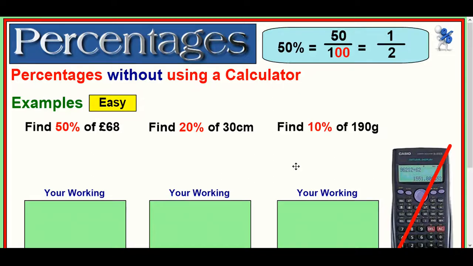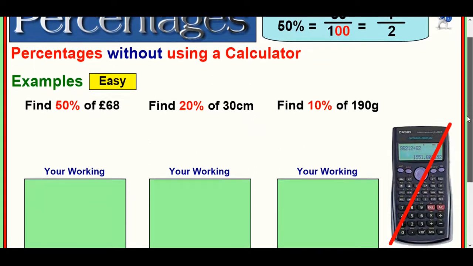Hi there. In this lesson, we're going to look at how to calculate percentages without using a calculator. In the lesson before, we did a wee introduction, but let's do some calculations and work out some answers. So I'm going to break this section into easy, medium, and hard. I might not get through all of them in this video lesson, but we'll finish off in the next one. So let's look at some easy ones to start.